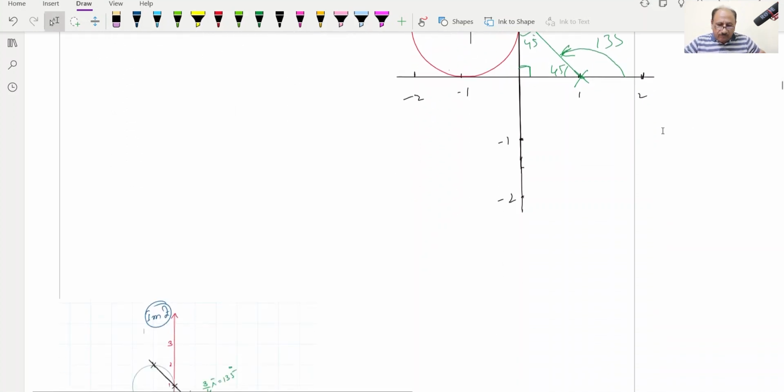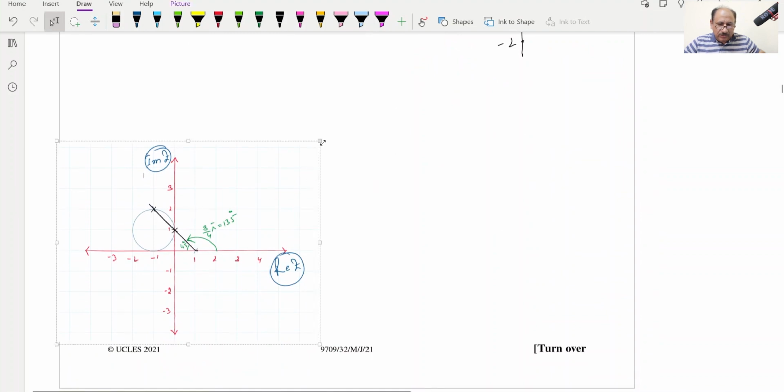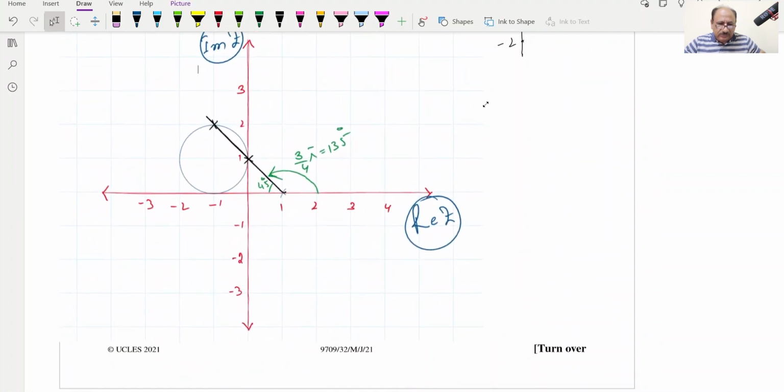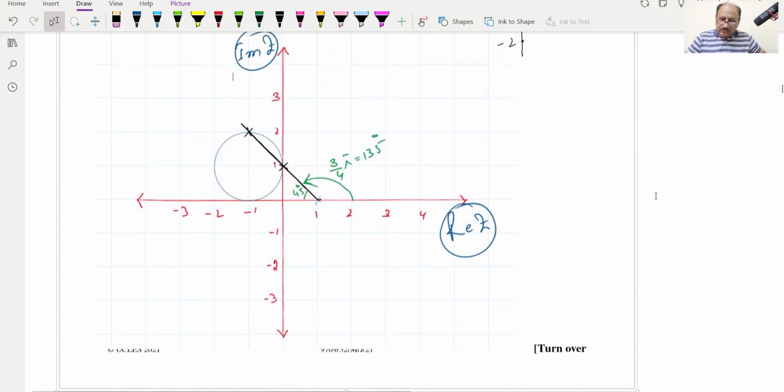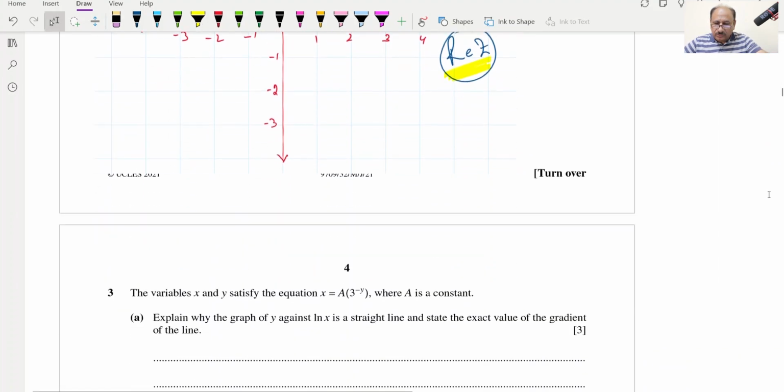The same diagram I have plotted on scale over here, and you can see this diagram also over here. On the x-axis we are showing the real part of Z, and this is the imaginary part of Z, and then the coordinate axes. This is 3 by 4 pi, which is 135, and this one is 45, and we have this as the solution. So this will be the answer for this part. Hopefully you understood this. This is a proper drawing which I have drawn. Hopefully you are clear about this.